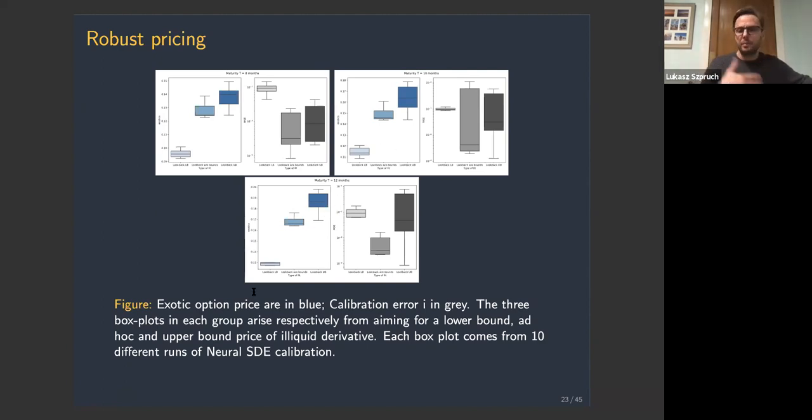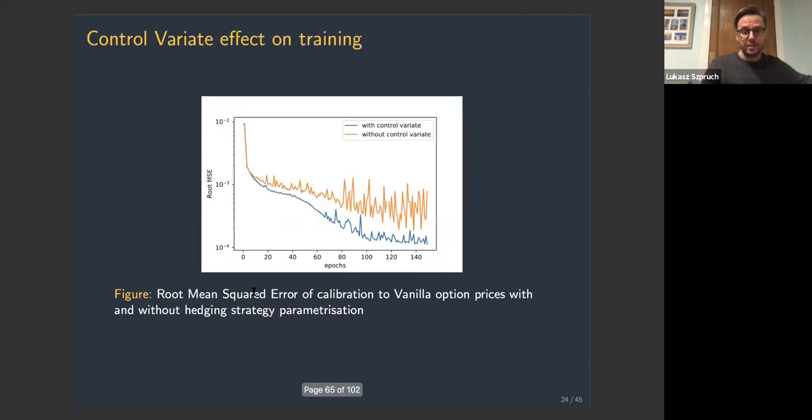So I think this is interesting because when you use neural networks, it's also important to quantify your uncertainty. So this idea that we use in finance can also be used to some extent in machine learning applications. This is just a picture to show you the difference in training, the calibration, when using control variate and this hedging strategy and not. We see that the blue one is with control variate, so we get better accuracy and the training is more stable.